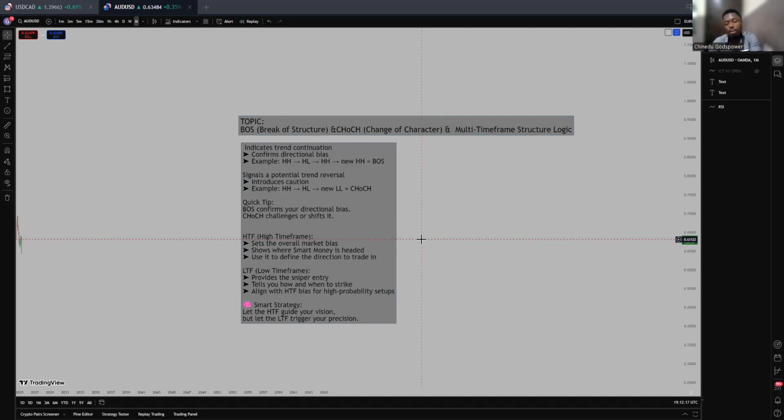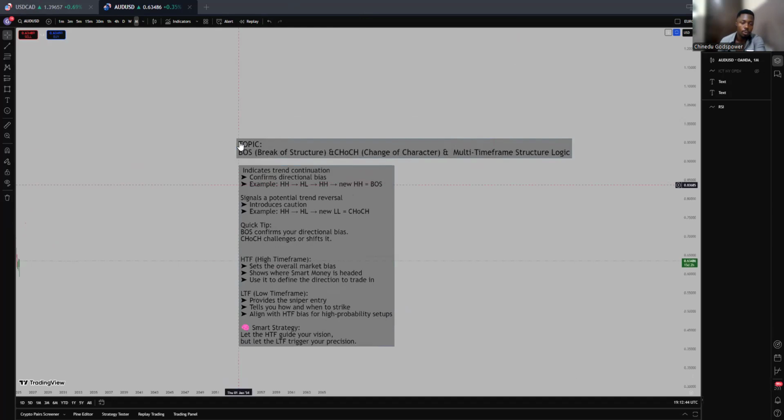And also we'll be adding the multi-time frame structure logic. This will give us insights of how the market shifts from the largest swing high, from the higher time frame to the lower time frame, and vice versa, because price is fractal in nature. So let's dive deep into this.